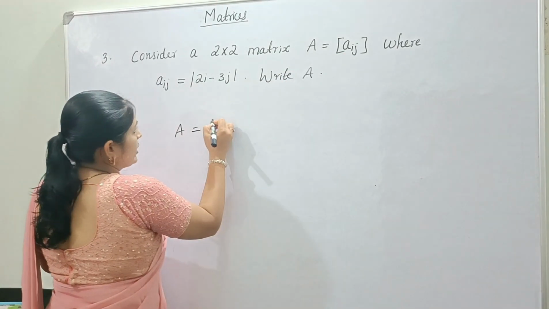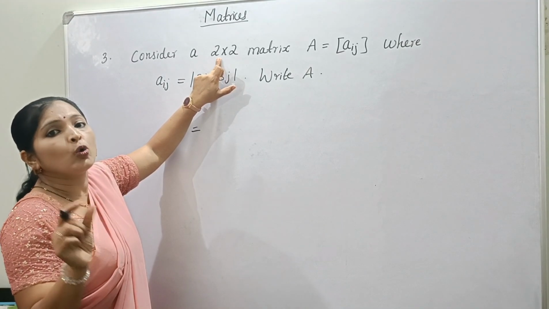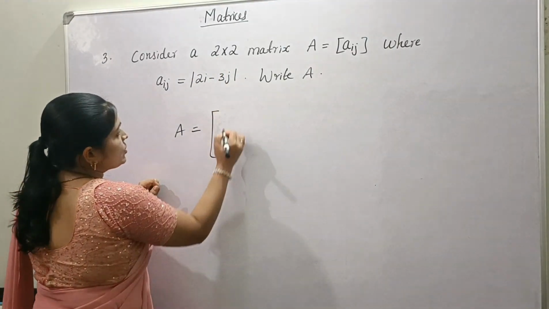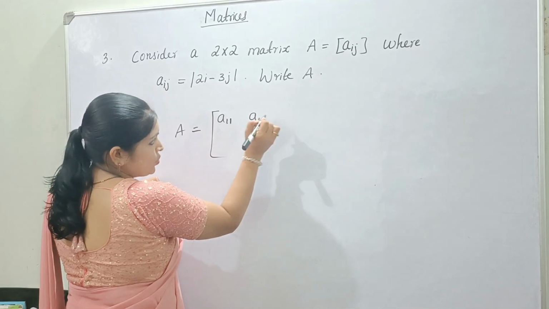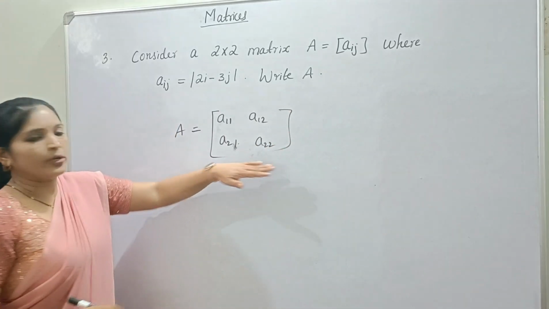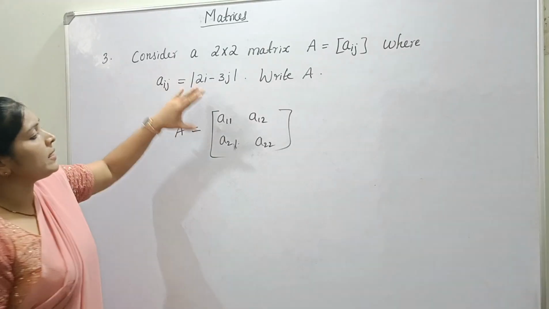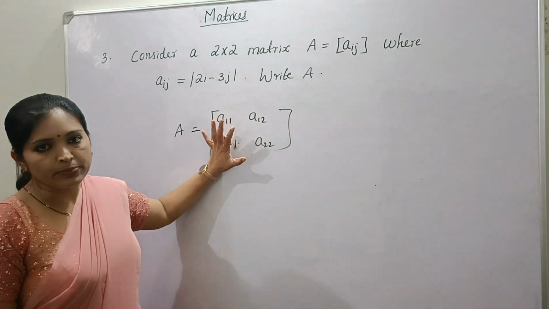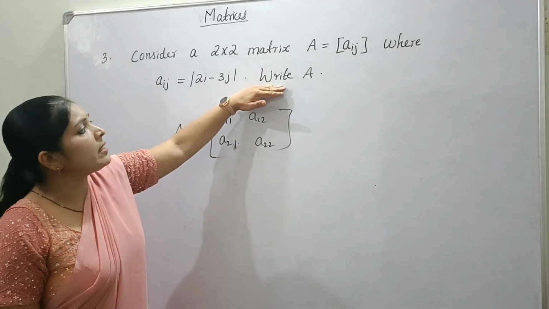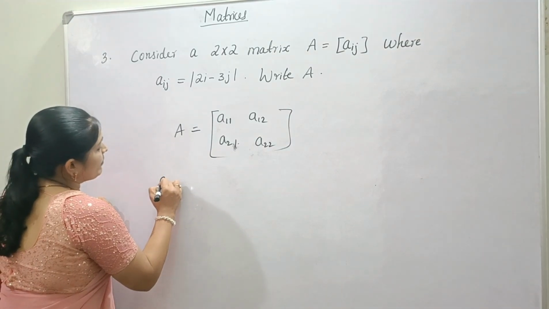It is given that Aij, and it is also given that it is a matrix of order 2 by 2. So this matrix has 2 rows and 2 columns: A11, A12, A21, A22. Here we have to find all the elements of this matrix. It is the general form of a 2 by 2 matrix. Now let us find them one by one.